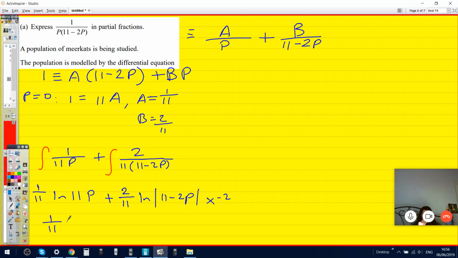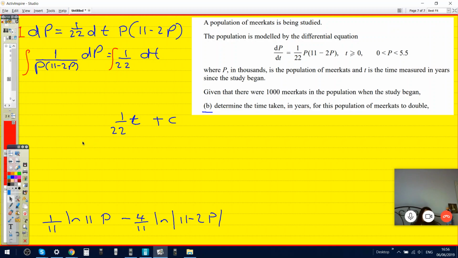And so that's 1 over 11 ln |11p| plus 2 over 11 ln, minus 4 over 11 ln |11 minus 2p|. Any questions with that bit? No. So you have to divide by the derivative. And so that is equal to 1 over 22 t plus c. And what's next?